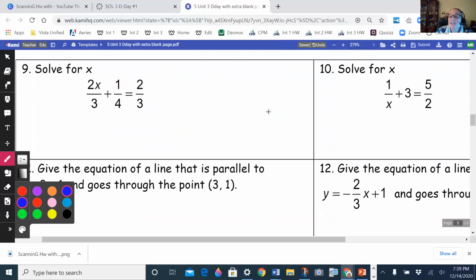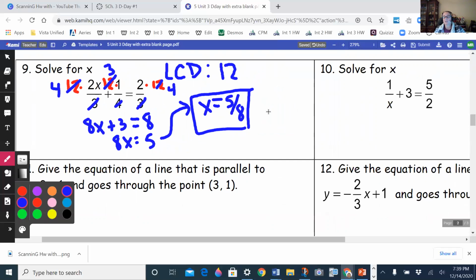Now, number 10 is the same idea. It's fraction busting, but now I have an x and a 2. So in this case, I'm actually going to be multiplying by 2x. The x is going to get rid of the x, and the 2 is going to get rid of the 2. So I'm going to multiply 2x times this, 2x times this, and 2x times this. When I do that, this x and this x cancel, and I'm going to get a 2 times 1, which is 2.